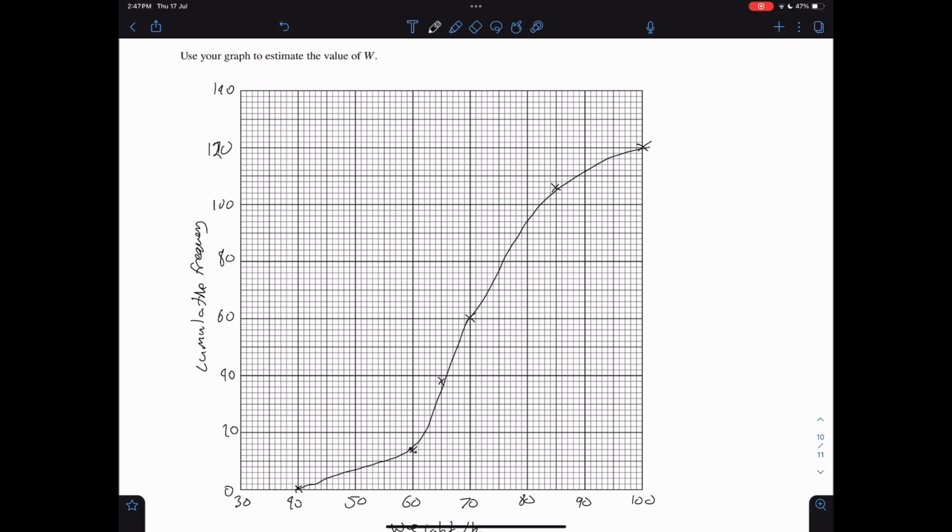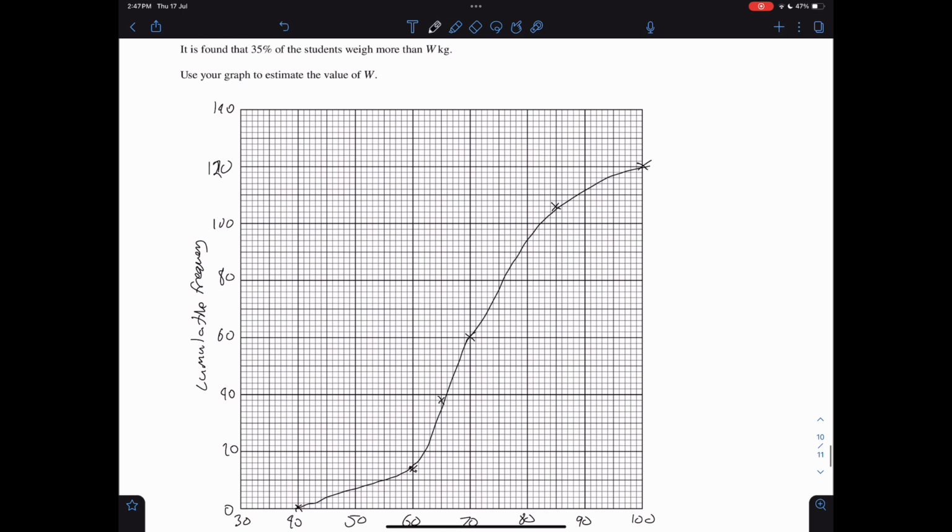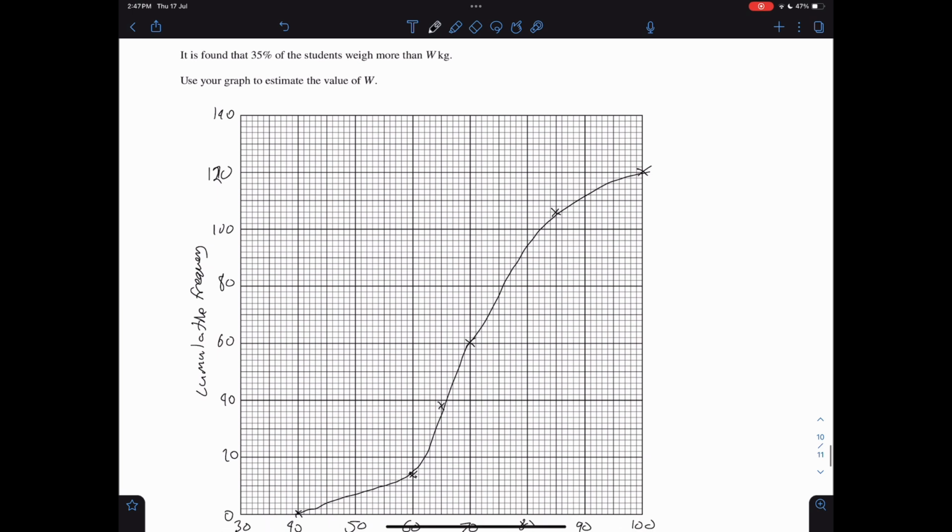And so, what can we actually do with the cumulative frequency diagram? Oh, we also probably should say weights of students at sports college. You don't have to add a title, but in the real world you would have to.